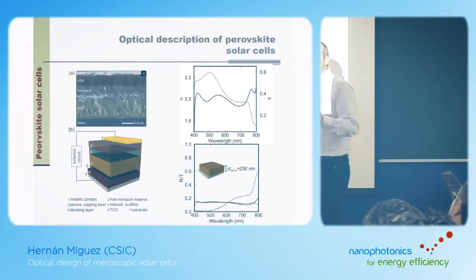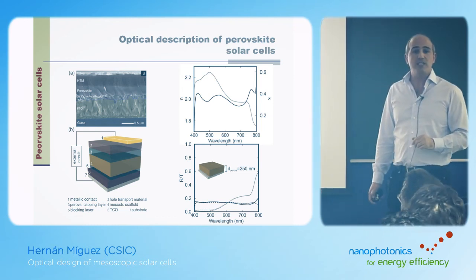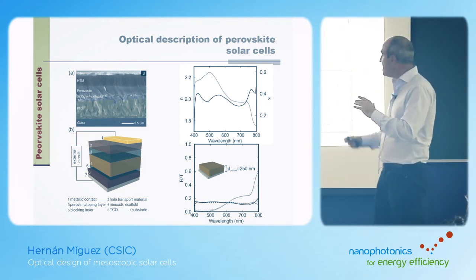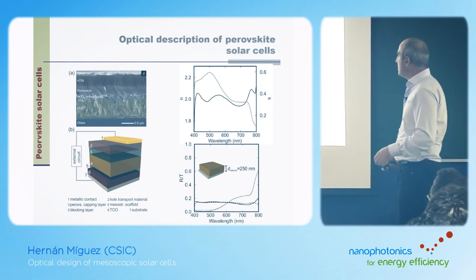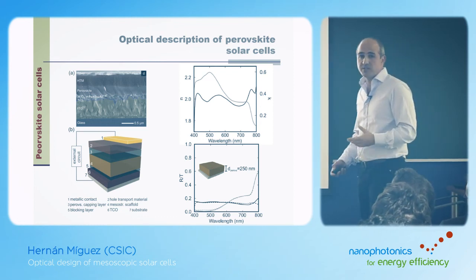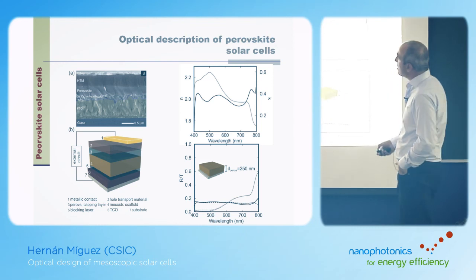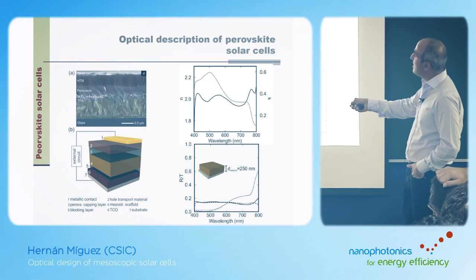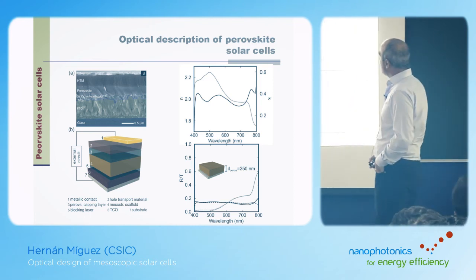So the first thing you need to do, as in all photovoltaic devices, is to have an optical description of your cell. You need to know if the basic design you are using is actually optimized from the point of view of optics, right? So this is what we started doing. This is work we have done in collaboration with Henry Snaith. And we started with this cell structure in which we have the scaffold, in this case aluminum oxide, infiltrated with perovskite and a capping layer, which is schematized here.